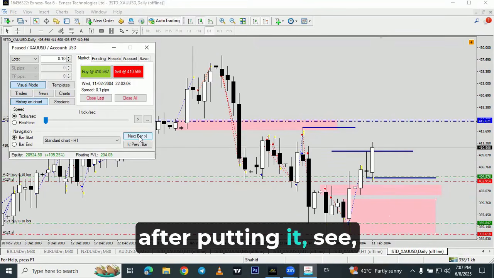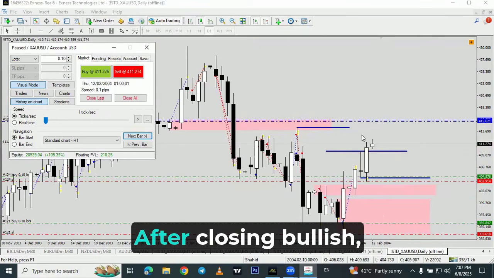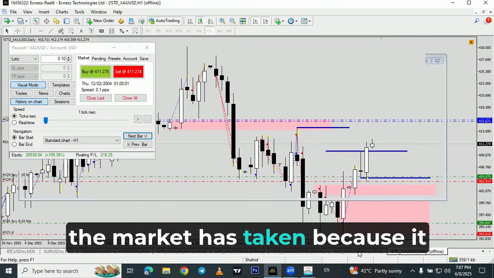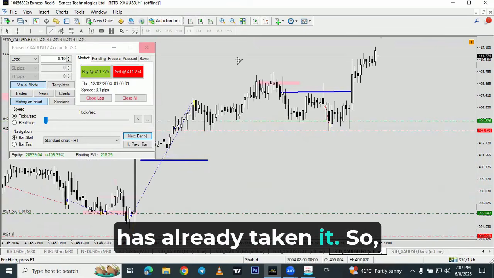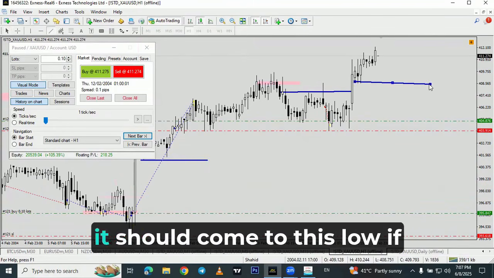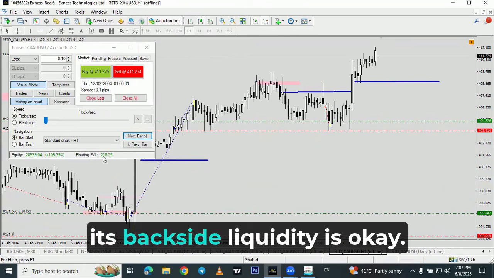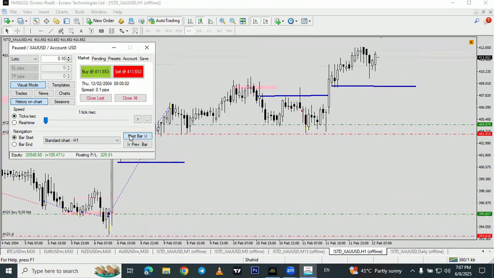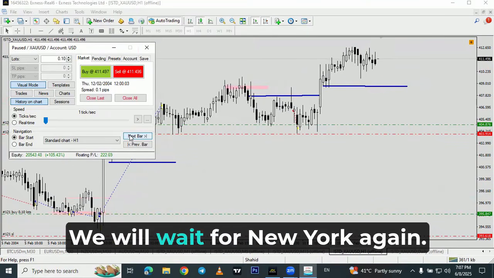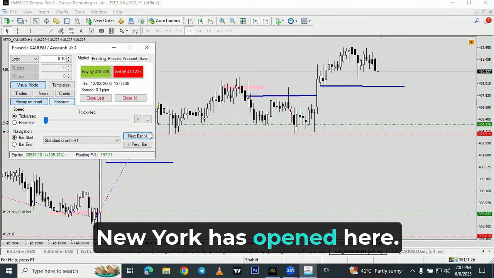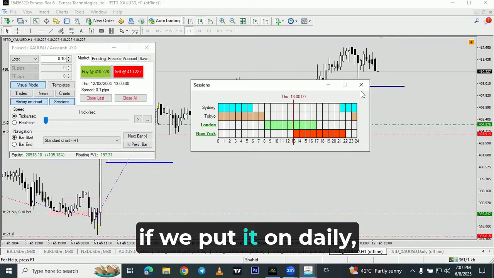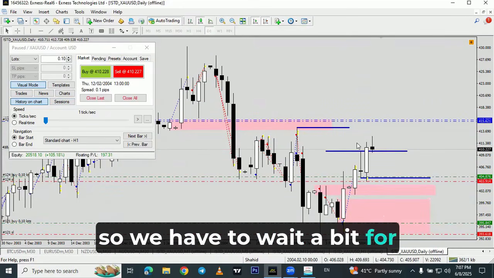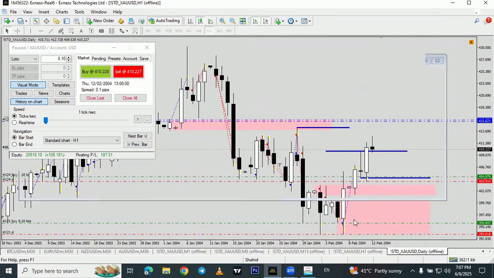See, after putting it, it closed bullish. After closing bullish, the market has taken this SL, because it has already taken it. So if the market can come here, it should come to this low if its backside liquidity is okay. The market returns there. We will wait for New York again. New York has opened here. After opening, if we put it on daily, the market is taking its high and returning. So we have to wait a bit for its liquidity to be picked.